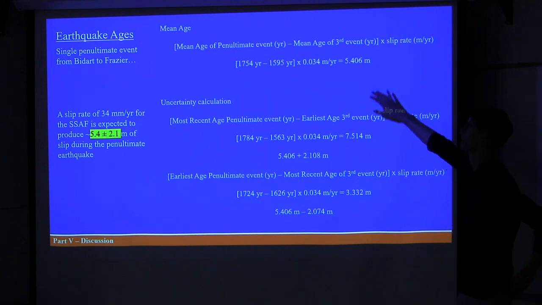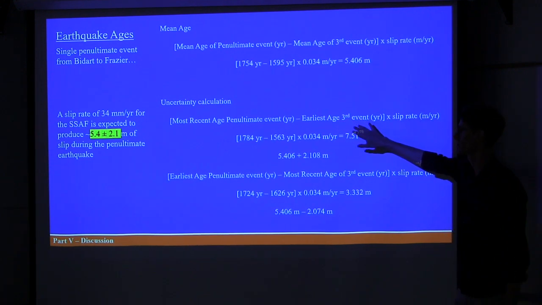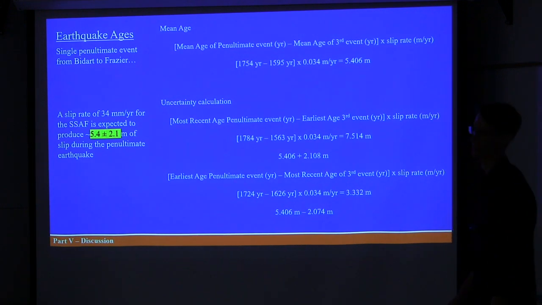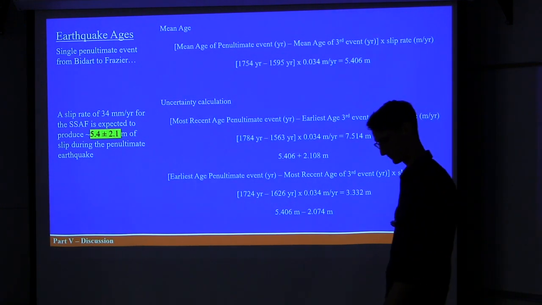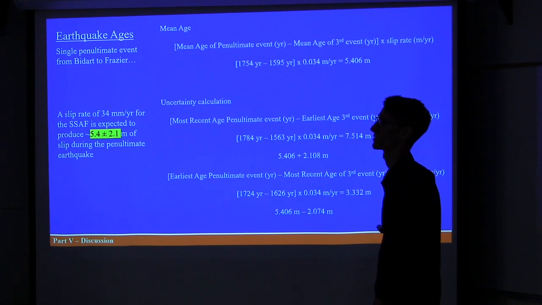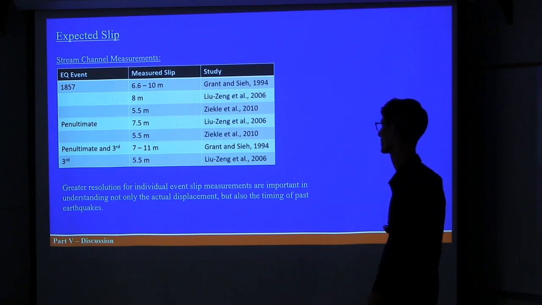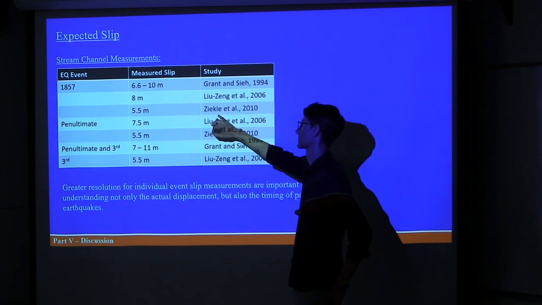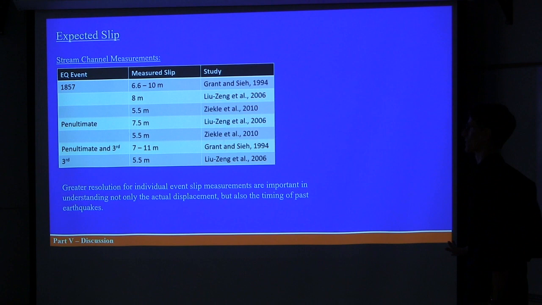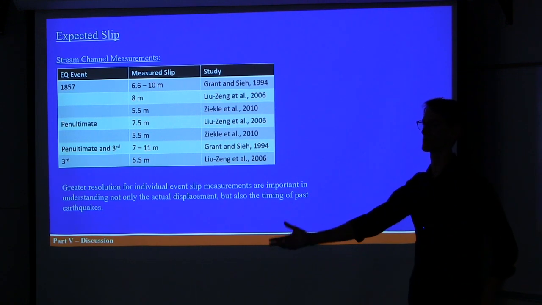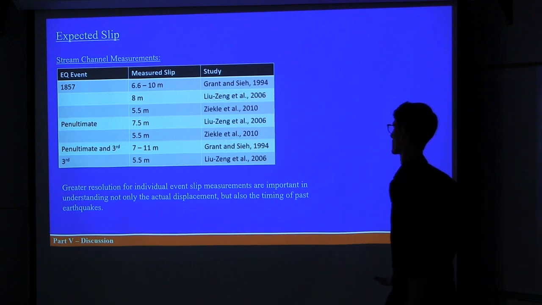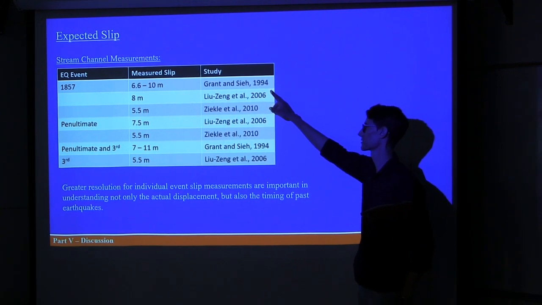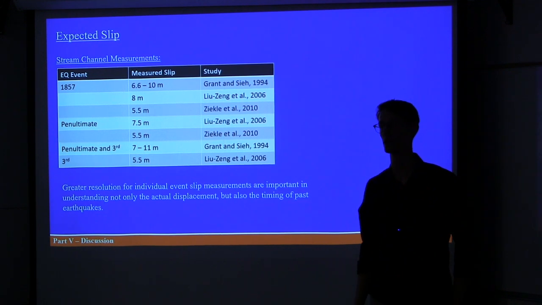This is given here, where we calculate the mean age of the penultimate earthquake and the uncertainties and come up with a number of 5.4 plus or minus 2.1 meters of slip expected during the penultimate earthquake, if we assume elastic rebound. These numbers are important because there are studies done on the actual slip for each of these earthquakes as measured. There's a number of them. But the most recent studies find that for 1857, we're getting 5 to 5.5 meters of slip and a hypothesized similar level of slip, something like uniform slip, going back for the penultimate and for the third event. But we have measurements going all the way up to 10 meters and 7.5 meters for 1857 and the penultimate.